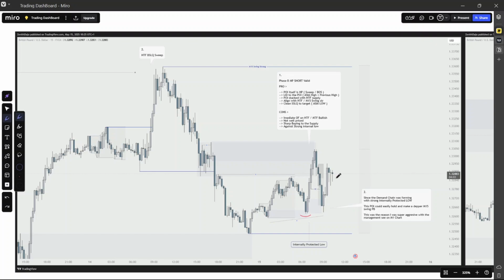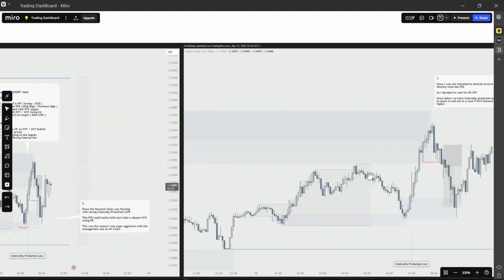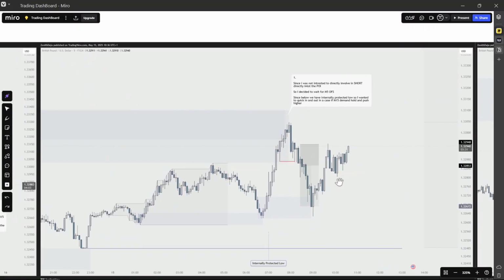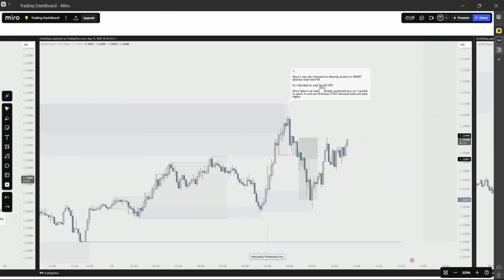So what I did smartly was I tried to take my profit before the supply could hold and push higher. So that I will be clear on. I'm on the chart. This was the M5 chart actually. If you guys want to read, you can pause the video and read it right now.